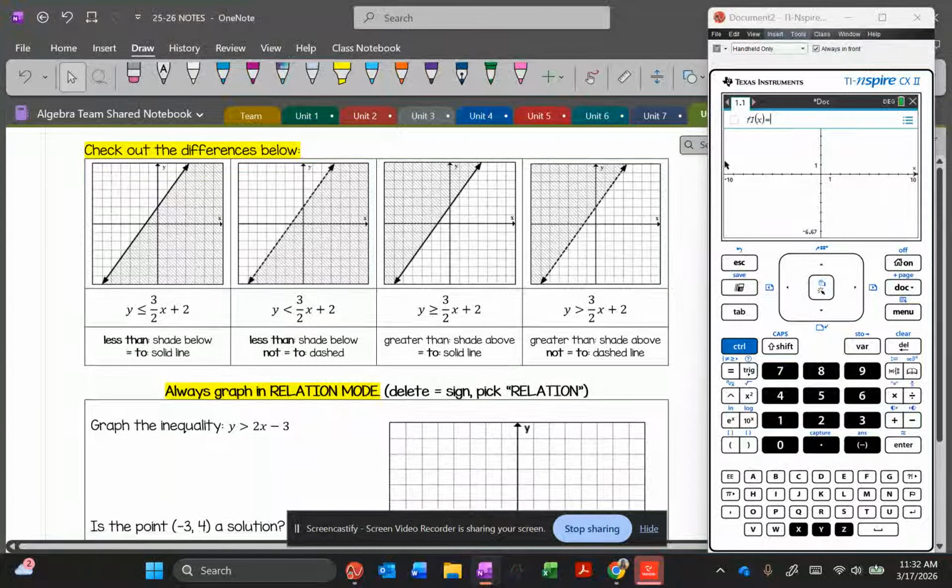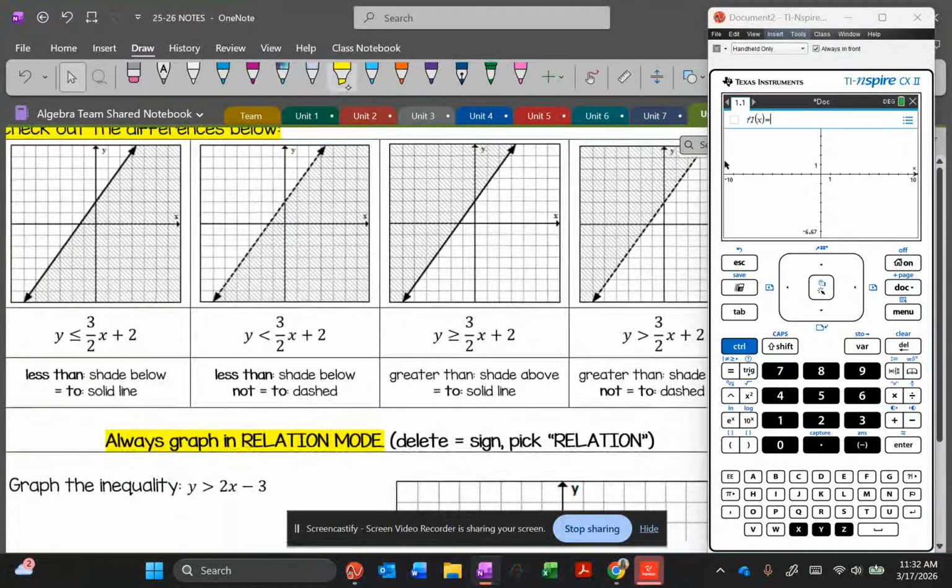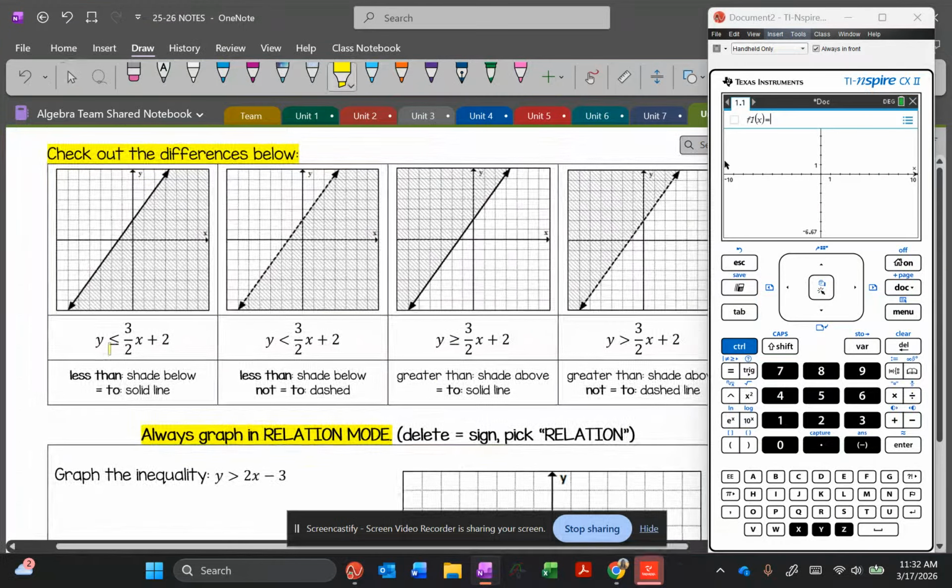So here's some key differences. Notice how the line of 3x plus 2 is staying exactly the same in each one of these four examples. The only thing that's changing, and you might want to circle this, is the inequality symbol. So the first thing that you should notice is that this is a less than symbol. We're going to shade below. There's another less than symbol. We're shading below. Here's a greater than symbol. We're shading above. Here's another greater than symbol. Shading above.